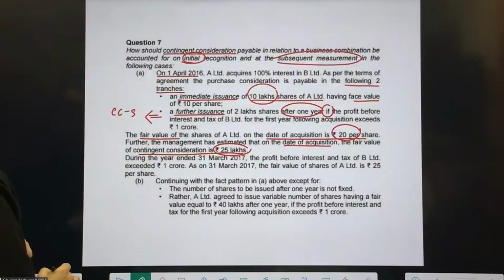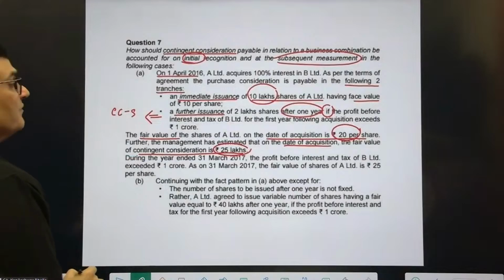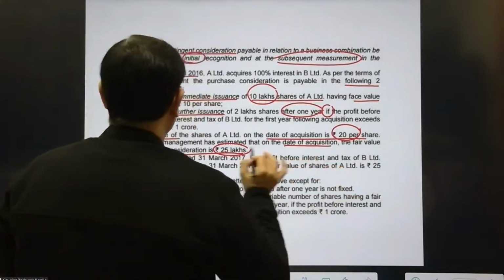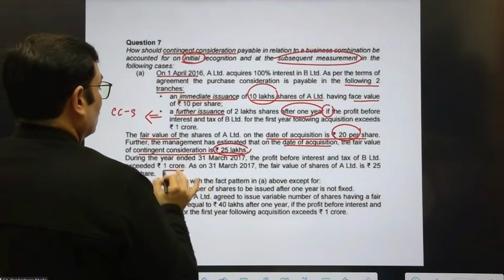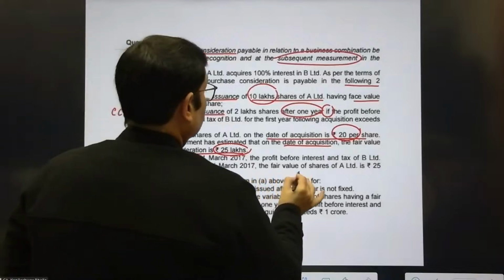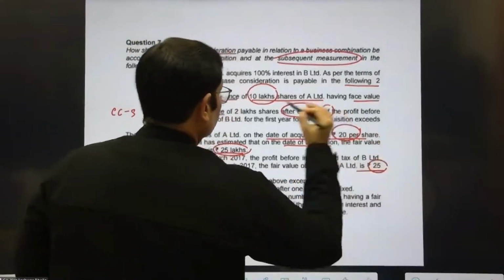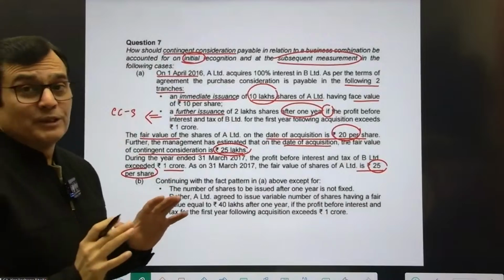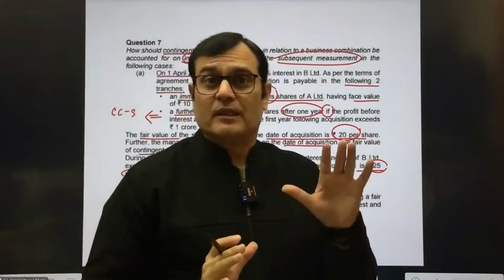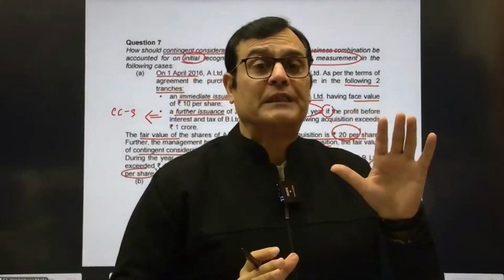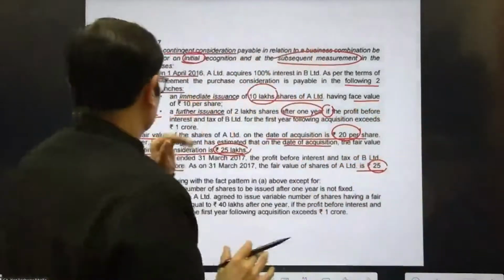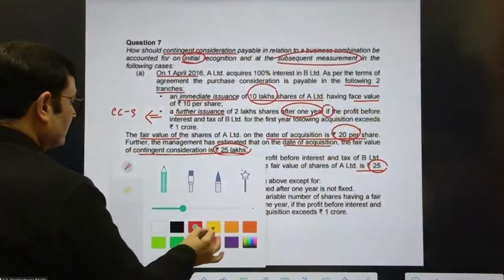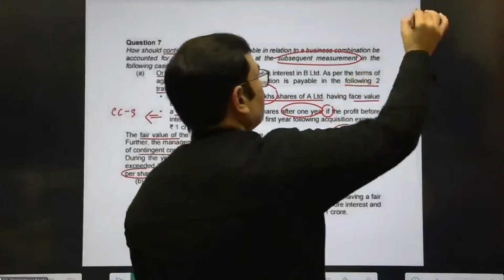Now it says during the year ended 31st March 17, the PBIT of B exceeded 1 crore and as on March 17, the fair value of the share is 25 rupees per share. Now, we need to be very careful in terms of things. Now look at the answer very carefully to the part number A. So let's only first focus in terms of the part number A.